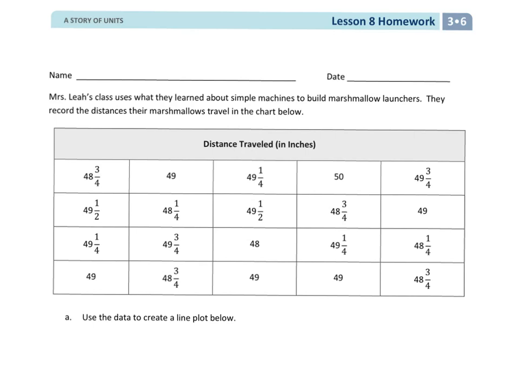The statement says, Mrs. Leah's class uses what they learned about simple machines to build marshmallow launchers. They record the distances their marshmallows travel in the chart below. So as I'm looking through, I'm finding the furthest launch was 50, and it looks like the shortest launch was 48. Well, then we got a bunch of stuff in between with quarter inches.